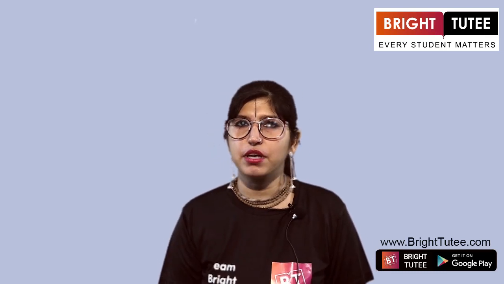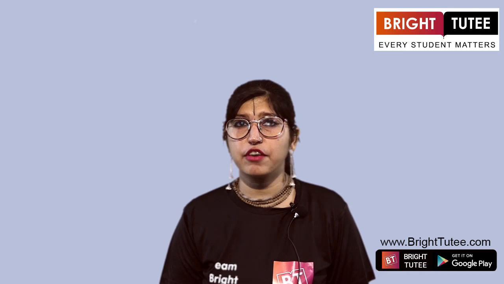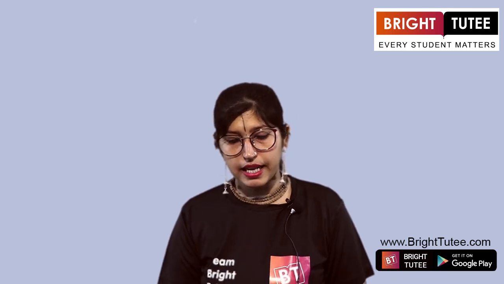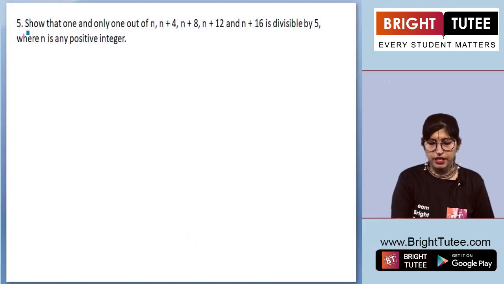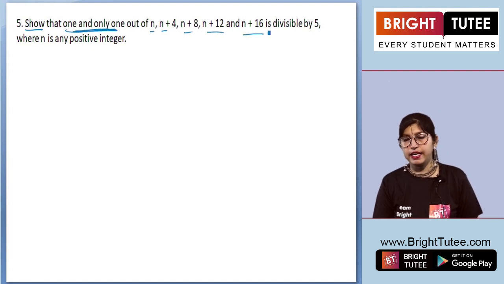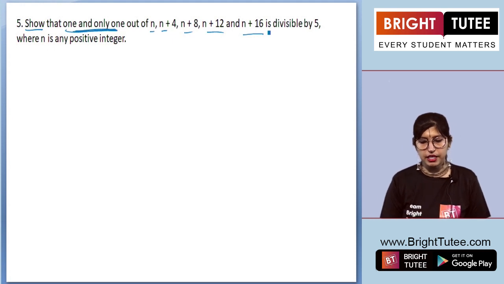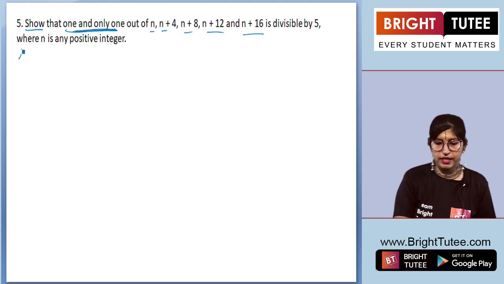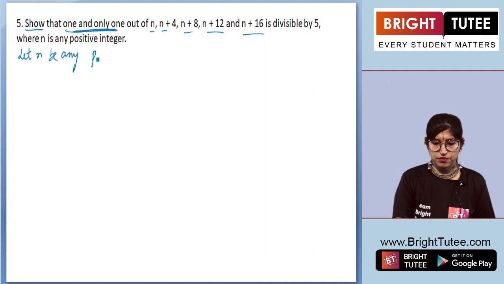We come up with another question from NCERT Exemplar, Class 10, Question 5 of Exercise 1.4. Let's see what the question says. Show that one and only one out of n plus 1, n plus 8, n plus 12 and n plus 16 is divisible by 6, where n is any positive integer. So we know that let n be any positive integer.